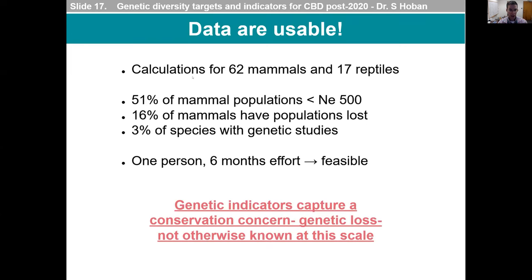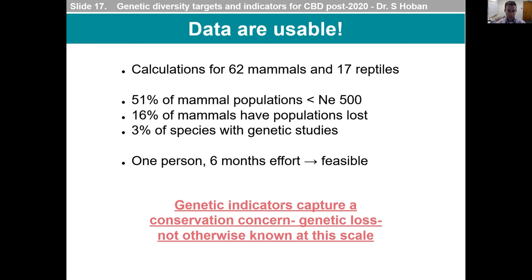The Swedish EPA then actually calculated indicators for 79 species in mammals and reptiles. I'll just mention mammals due to time limits. Over half of all mammal populations likely have effective size less than 500, and a large proportion of mammal populations are being lost. 3% of species actually have genetic studies available. To calculate data availability and to actually calculate the indicators took one person about 6 months. And as we'll mention in this webinar, we are developing tools and workflows to make this easier and faster such that it is entirely feasible.